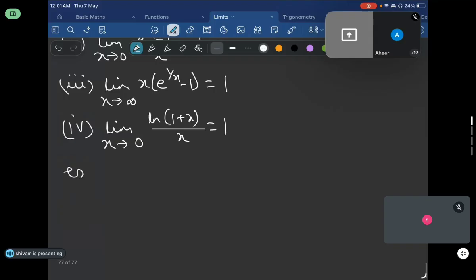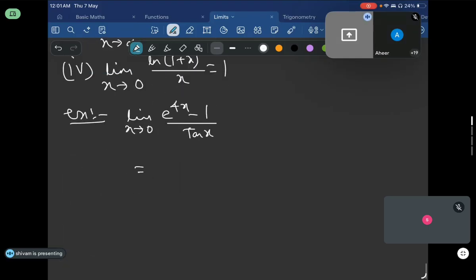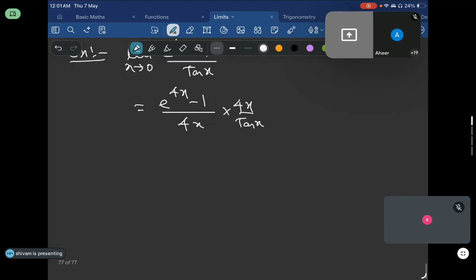Okay. For example, how to use it? See, everyone, limit x tends to 0, e to the power 4x minus 1 upon tan x. This can be done easily by converting all of them into standard forms: e to the power 4x minus 1 upon 4x multiplied by 4x by tan x. Done. This will become 1 into 4, which is 4. Okay. Let us do some problems.